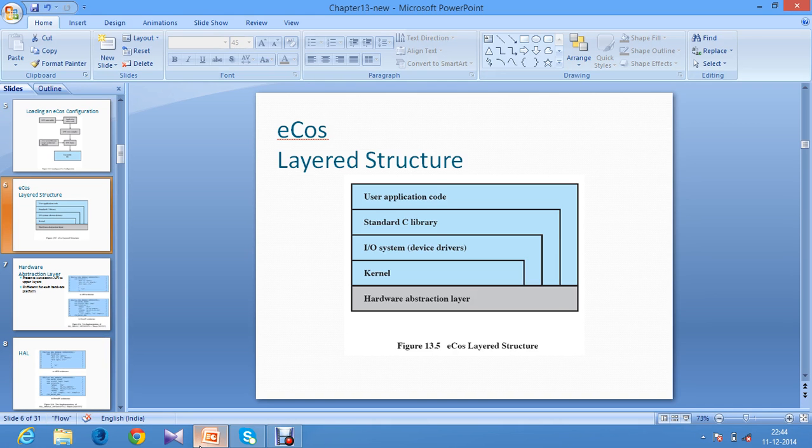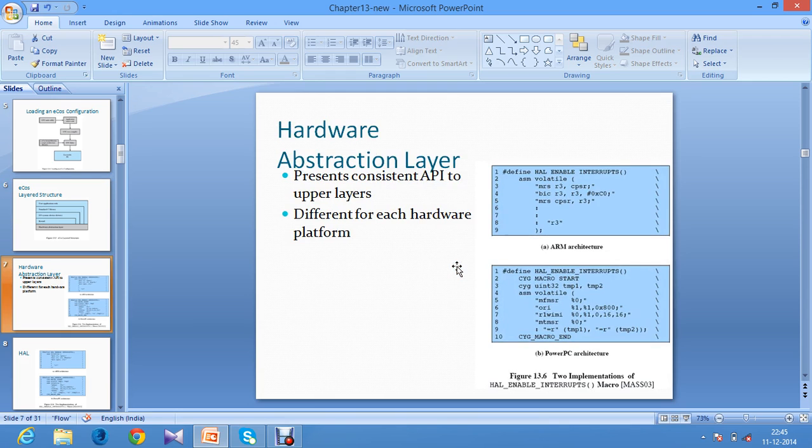eCos layered structure. A key design requirement for eCos is portability to different architectures and platforms with minimal effort. To meet this requirement, eCos consists of a layered set of components. These are the layers: user application code, standard C library, I/O system, kernel and hardware abstraction layer. The hardware abstraction layer consists of APIs to the upper layer, and each hardware platform is different.